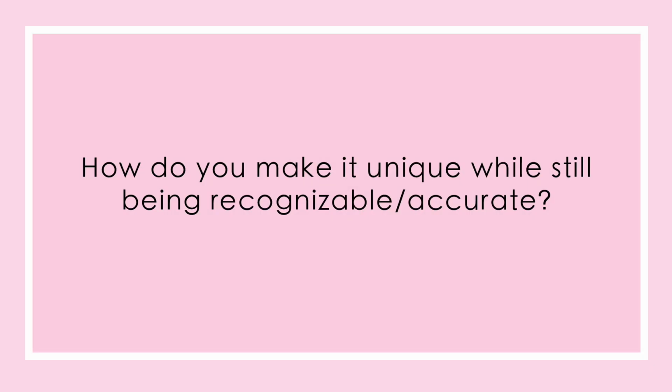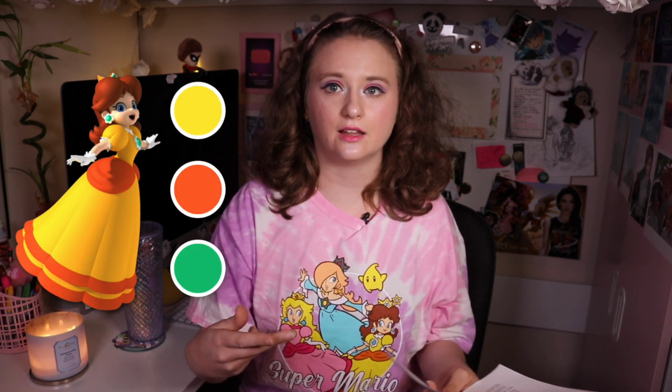The next question we have is, how do you make it unique while still being recognizable and accurate? So first and foremost, like I said previously, color blocking and color palettes are incredibly important for this particular aspect. I find that this is by far the best way to get a character's identity across, is to make sure that your color blocking and your color palette is recognizable and accurate to the character. So think about where certain colors are situated on the character's canon design, what their primary color is, what their accent color is, and then eventually work that into your design.